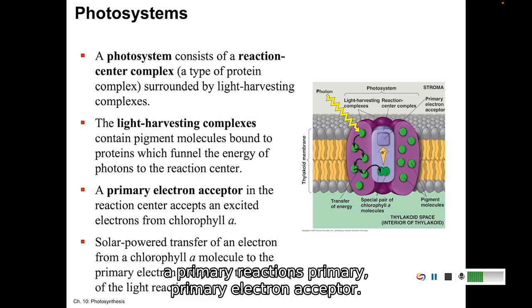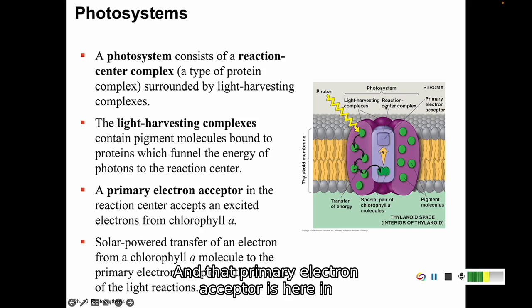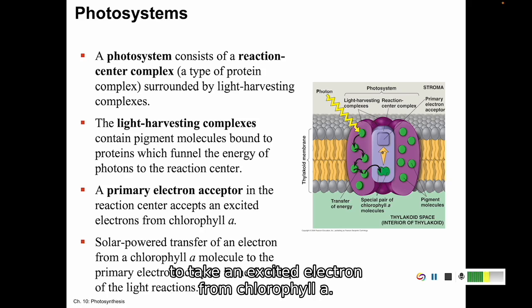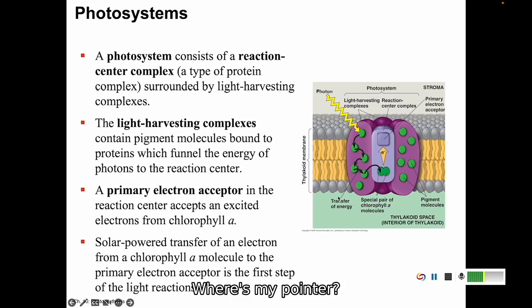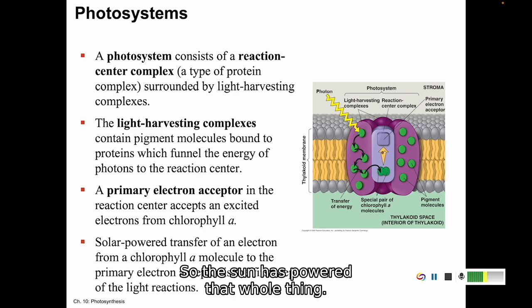electron acceptor. And that primary electron acceptor is here in a reaction center complex. That is going to take an excited electron from chlorophyll A. So chlorophyll A is going to have an excited electron that it sends up to this reaction center complex. So the sun has powered that whole thing, and now we have an excited electron.